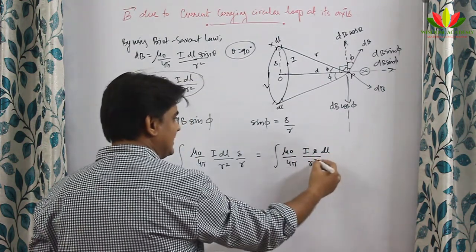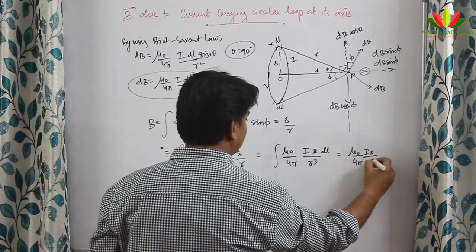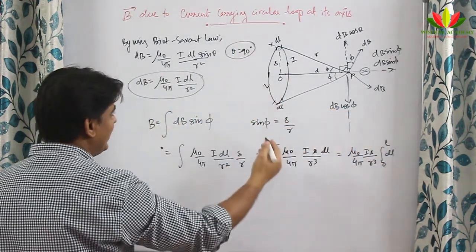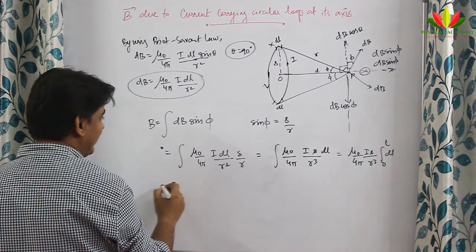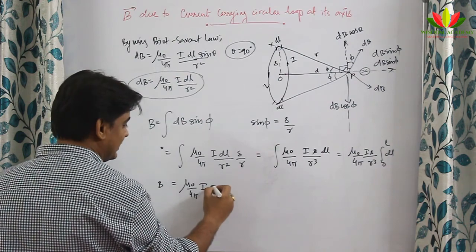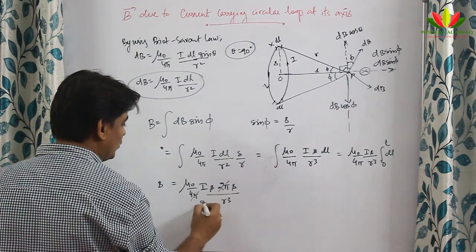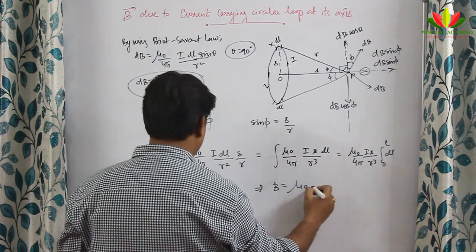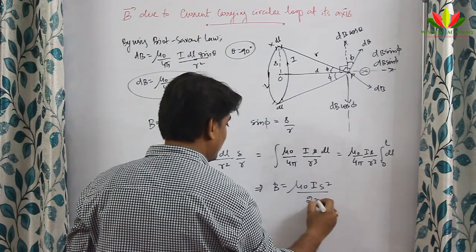Now integrations are only for this dl, so I will write it as mu naught by 4 pi I into s by r cube, integration of dl from 0 to L. And the integration of dl is again a circle, so it is 2 pi s, not 2 pi r, because s is the radius of the circle. So I will get finally B is equal to mu naught by 4 pi into I into s into 2 pi s by r cube. Now the 2 pi will become 2, and I will get the final expression of B as mu naught I s square by 2 r cube.